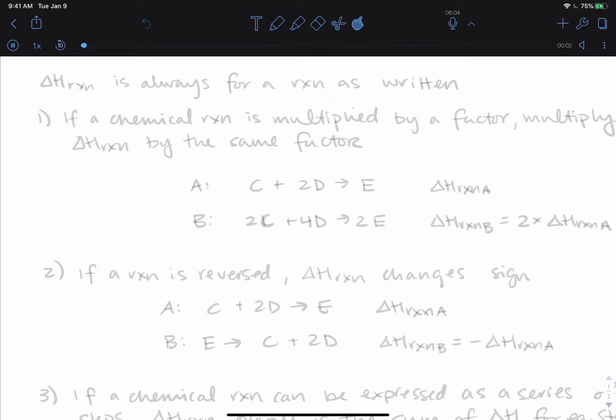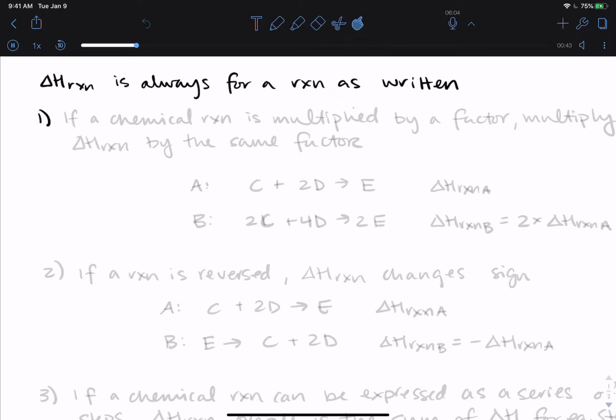Similar to when we made changes to reactions and then needed to look at the change in their equilibrium constant, sometimes we make changes to reactions and need to look at the resulting deltaH of reaction. So deltaH reaction is always for that reaction as it's written. And we will have the exact same things. We'll have, if you do this to the reaction, this is what you do to the deltaH.